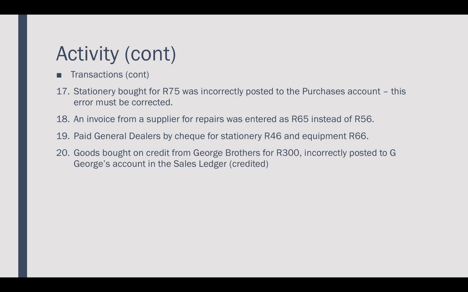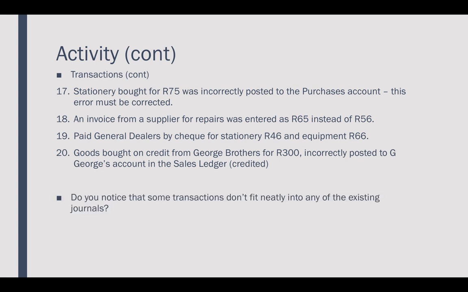payments. Goods bought on credit from George Brothers for 300 Rand were incorrectly posted to G. George's account in the sales ledger. In this case, what's going to happen is the original transaction was shown correctly on the source document, but because it was posted incorrectly, yet again, we will put this into our unlabeled envelope because there's no journal that we can use to simply fix this problem.